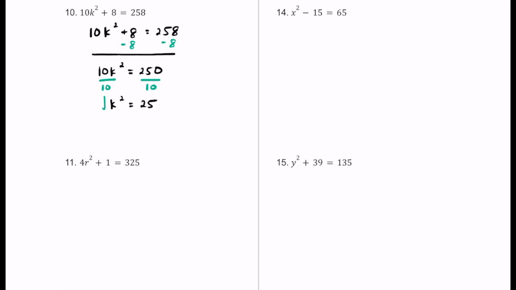And then finally, we're going to take the square root of both sides of the equation. So k is going to equal plus or minus 5. So k can equal positive 5, and k can equal negative 5 to make this equation true.